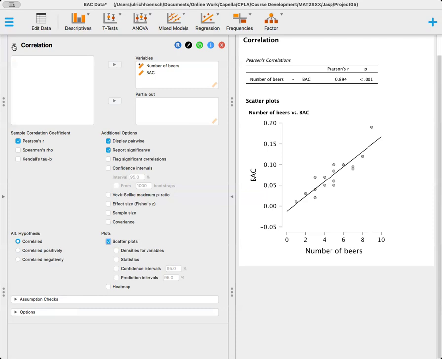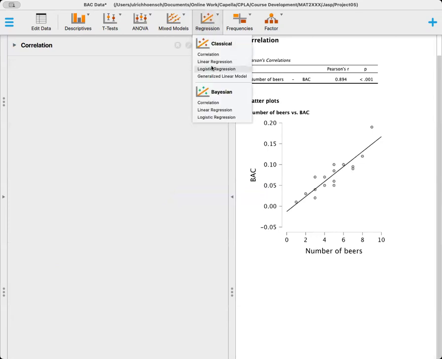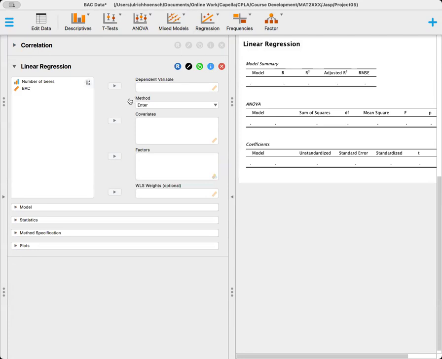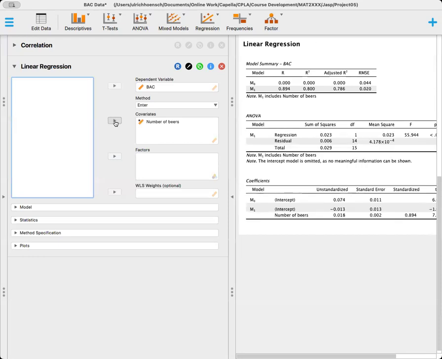And then, of course, one thing we might also be interested in is the equation of the regression line that we see in the scatter plot. In order to do this, we go to regression again and choose linear regression. Here we have to be careful that we choose blood alcohol content as the dependent variable and number of beers as a covariate. The output of this model is a little bit difficult to understand because it contains a lot of information that, at least in this class, we're not using.